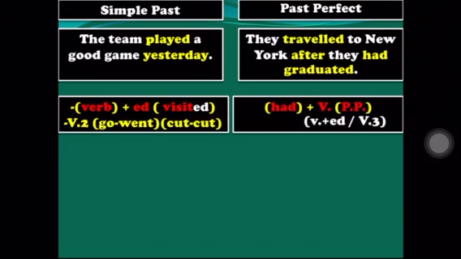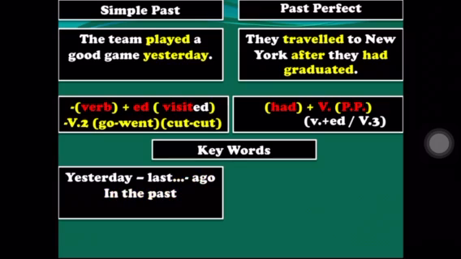How do I form the verb in the past perfect? We use had plus the verb in the past participle. What is the past participle? It is the verb plus ed or V3. V3 means that we either change the verb or the verb remains as it is. For example, write becomes written, buy becomes bought. But some verbs do not change, like cut and put and so on.